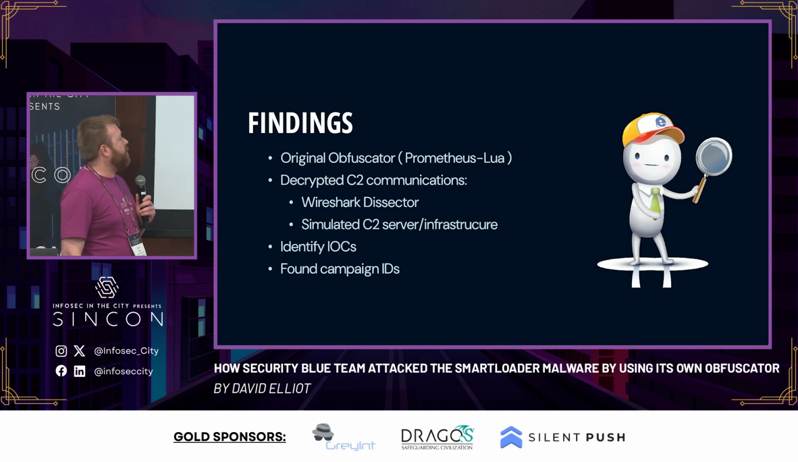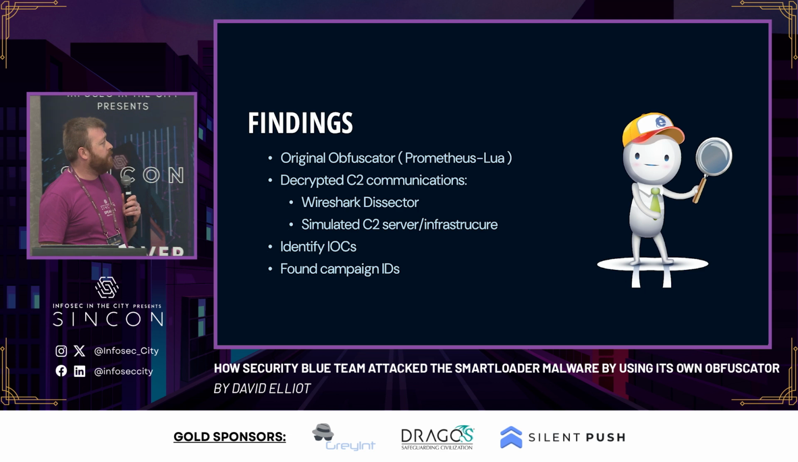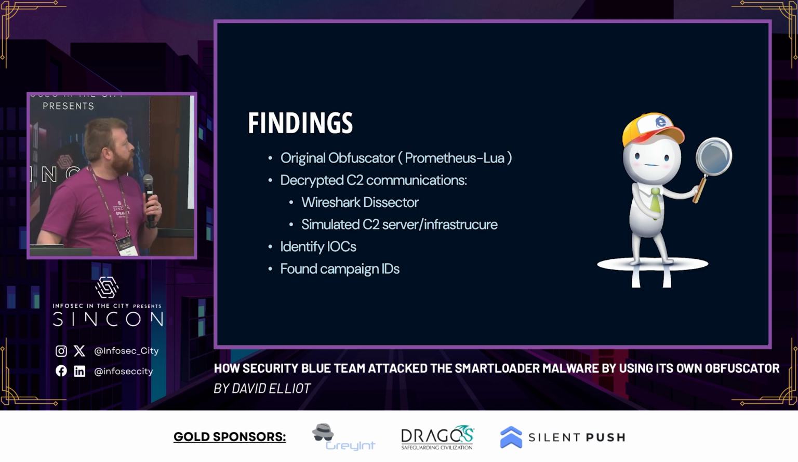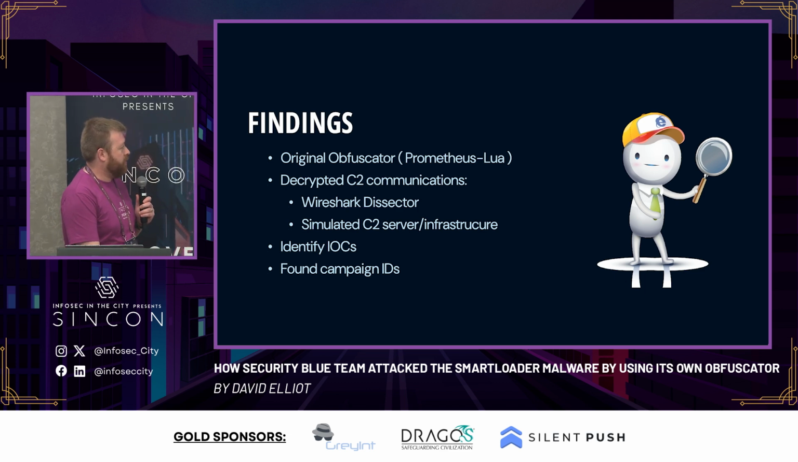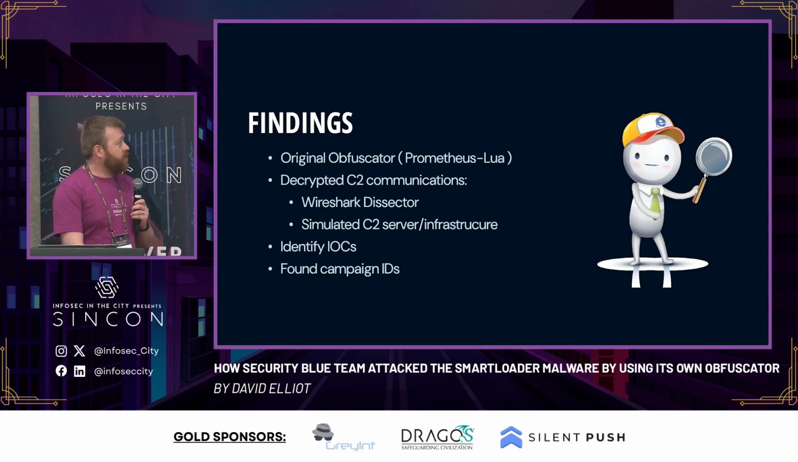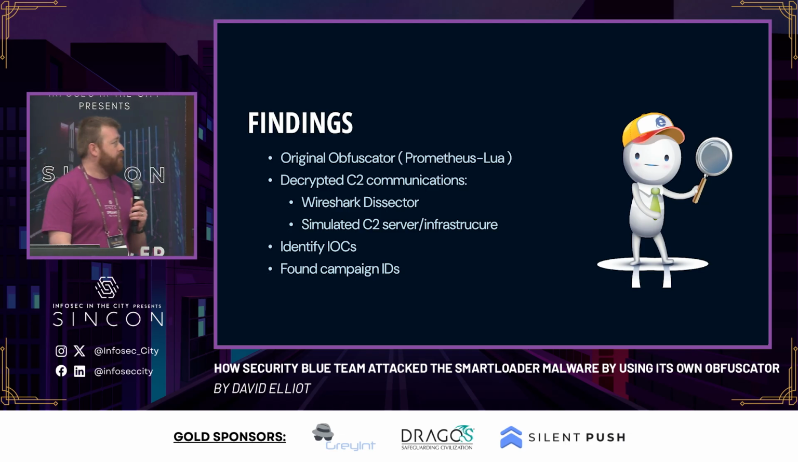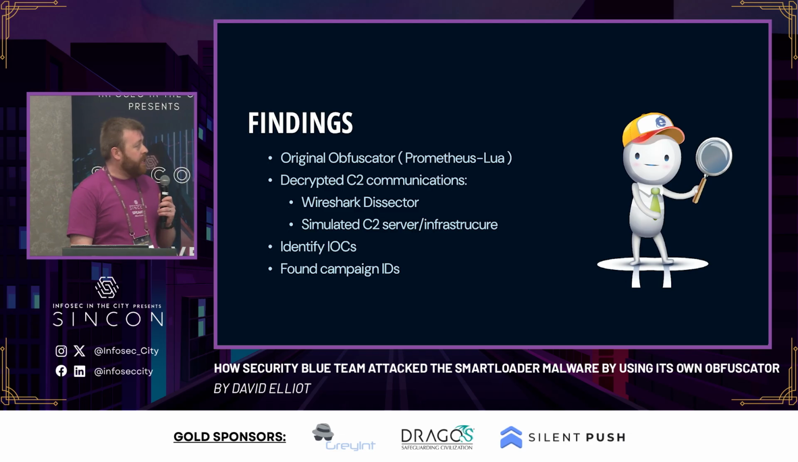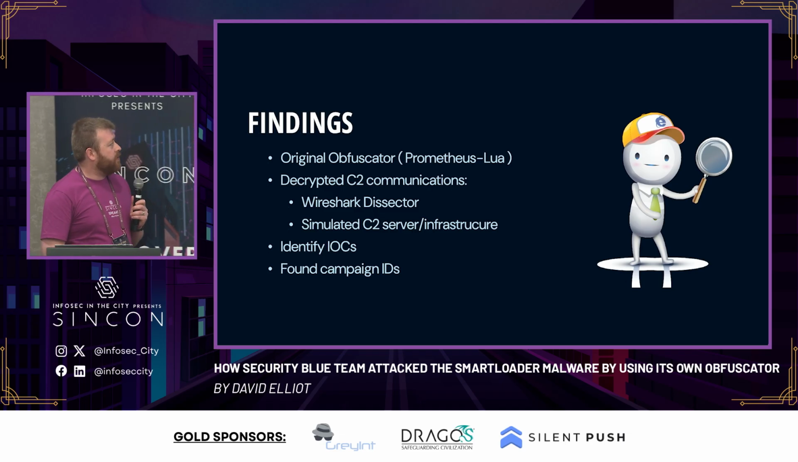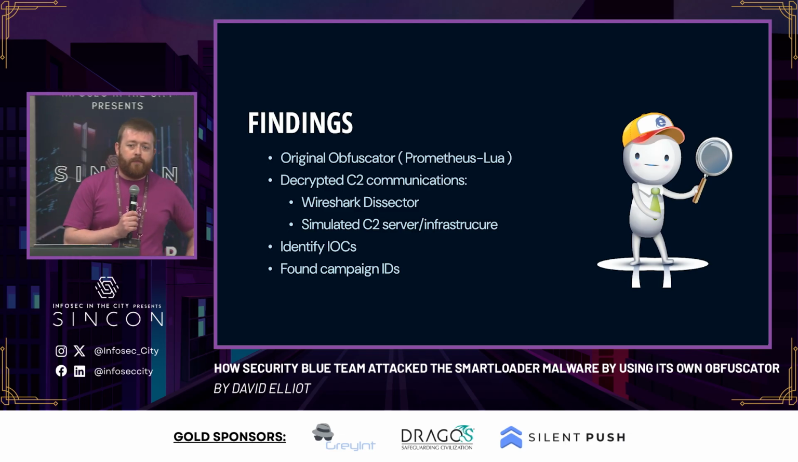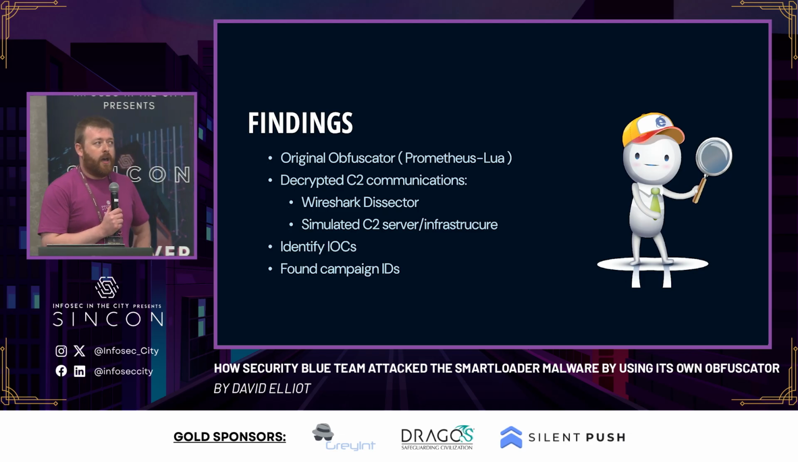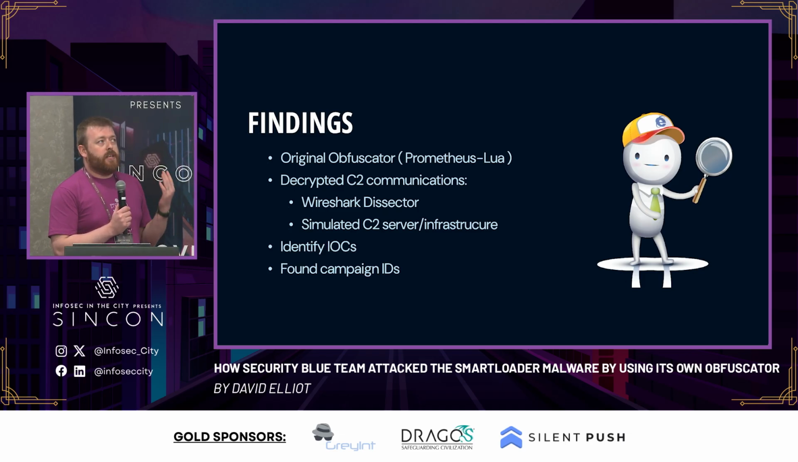So whilst doing our reverse engineering, we managed to find the original obfuscator, which is Prometheus Lua. We've managed to decrypt the C2 communications. We've created a Wireshark dissector for that, and we've managed to simulate the C2 server and infrastructure. The reason why we were able to do that is in order to increase coverage on our dynamic analysis, we were limited by what the C2 servers returned as valid commands.